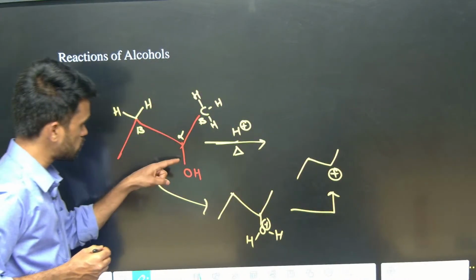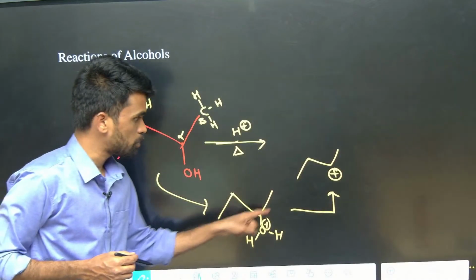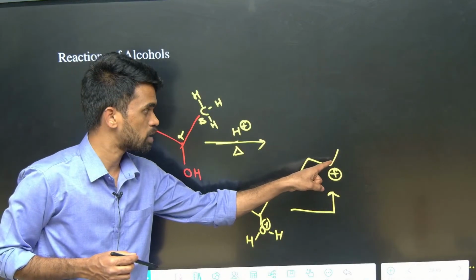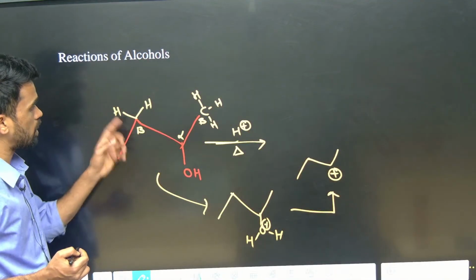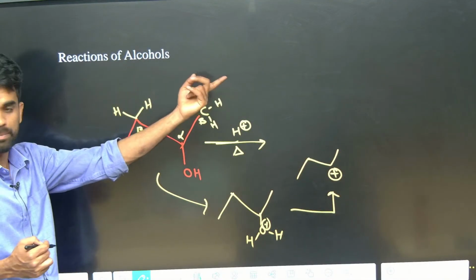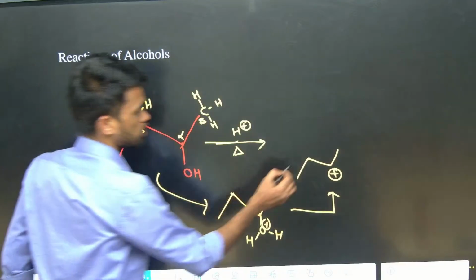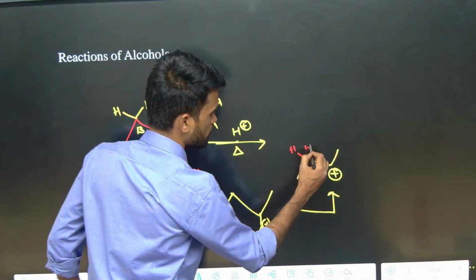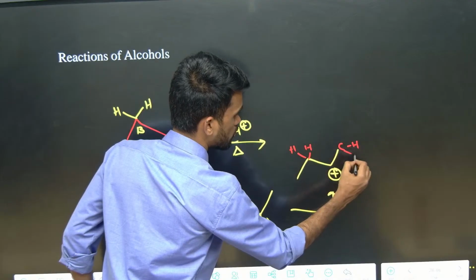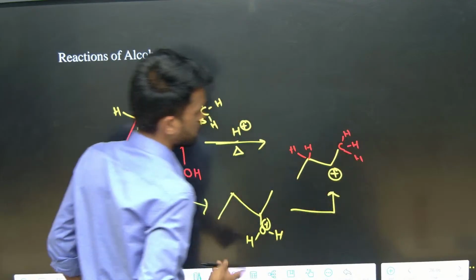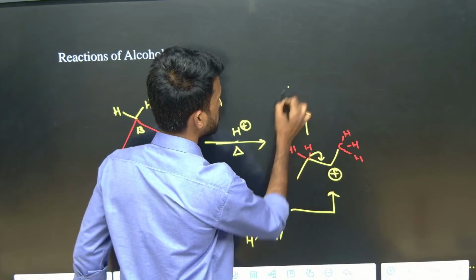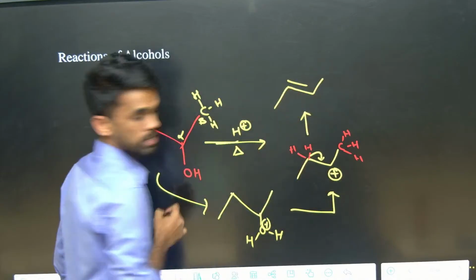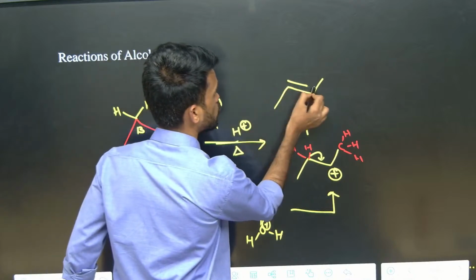Now when you remove this water, you get a positive charge on the alpha carbon, so a proton is removed from the beta position. We have beta protons on this inside carbon as well as the outside terminal carbon, and only one proton is removed. Let us say I remove a proton from inside, then you get a double bond here like this. An alkene is produced in this way.